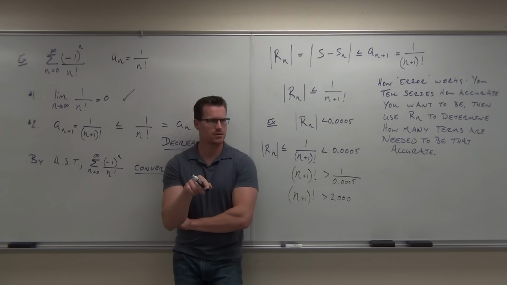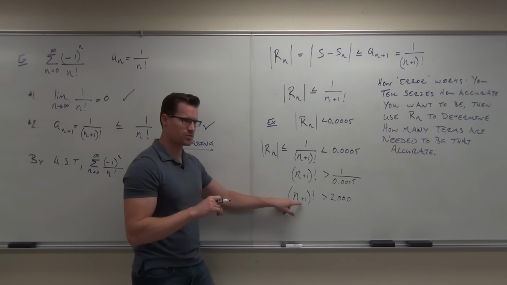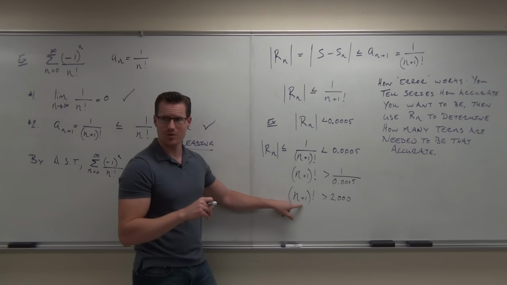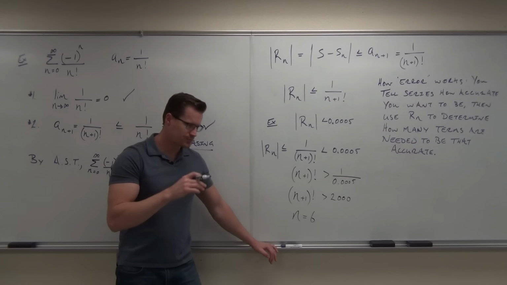Let's plug in 6. If I plug in n equals 6, I get 6 plus 1 is 7. 7 factorial is 5,040. Is that more than 2,000? Yes. So the first term that satisfies this for me is n equals 6. Does that make sense to you? Okay.